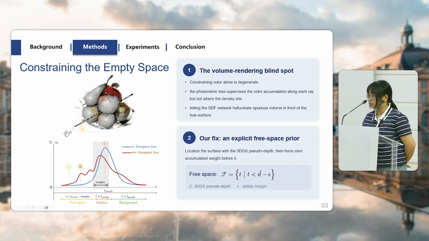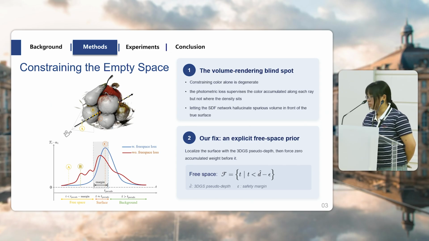The first module targets the contour. Volume rendering has a blind spot. The photometric loss only matches the surface color, not how density is distributed along the ray. So floaters and spurious density appear in front of the surface. Depth and normal consistency can align the surface, but never penalize opacity that sits in front of it.